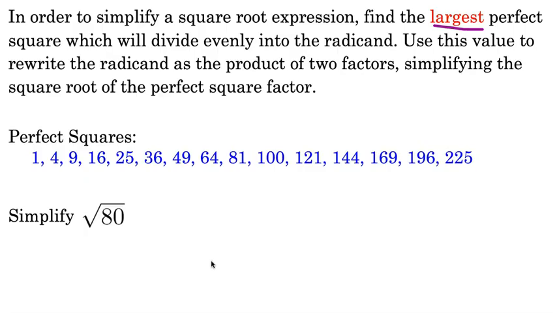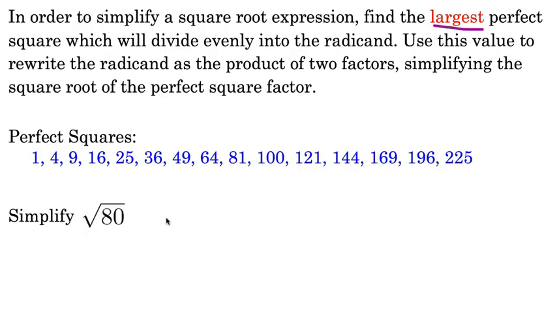Okay, so if we go through our list, the first perfect square that we would try is 4. So 4 times 20, that does work, okay? And we can simplify 80 with the 4 and the 20. But remember, our goal is to find the largest perfect square. So 4 times 20 is a great factor pair, but let's see if we can find a factor pair with a larger perfect square. So next we check 9.